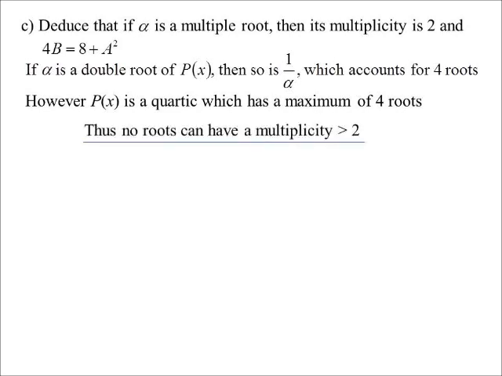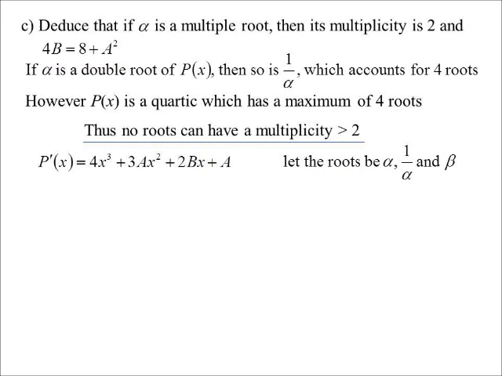If it is a multiple root, so we're saying, okay, if it's a double root, its multiplicity is 2. Can't be any more, because it'll create too many roots. So we've got a maximum of 4 for a quartic. So no roots can have a multiplicity of greater than 2. Now the other part of the question. We now need to deduce that 4b is equal to 8 plus a squared.